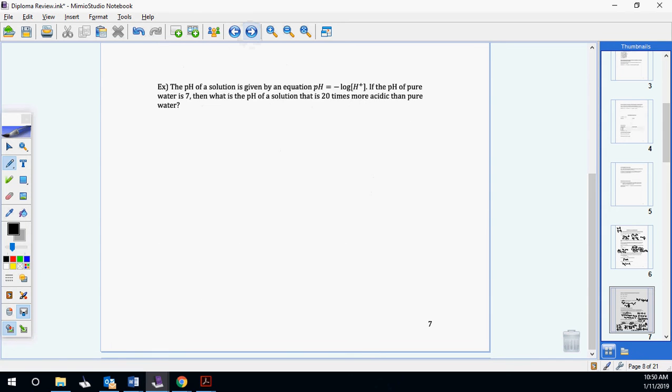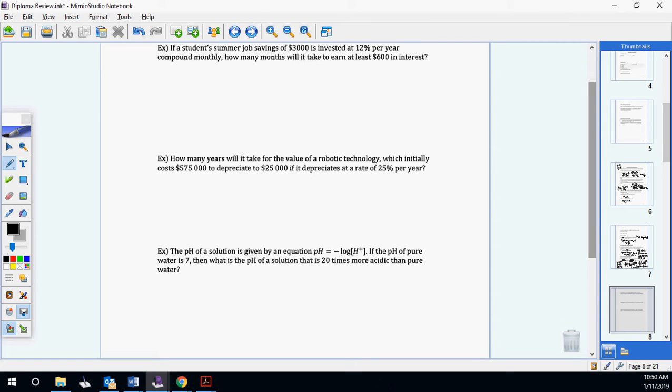All right, one more page here. Example: a student's summer job savings of $3,000 is invested at 12% a year, and it compounds monthly. How many months will it take to earn $600 in interest? Okay, so we have to write our stuff down. This is the form where we want to make sure of a couple of things, and a lot of you keep asking good questions on this. So you have A equals P times 1 plus i to the n.